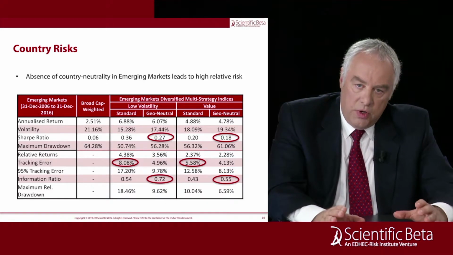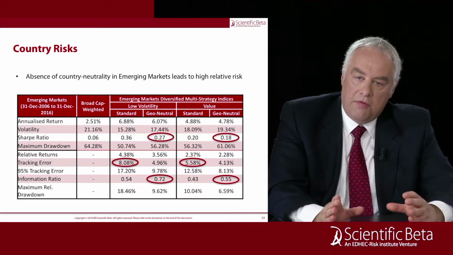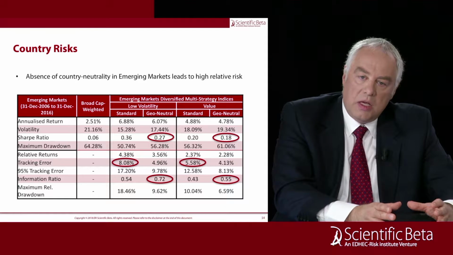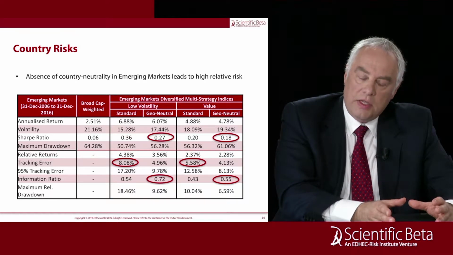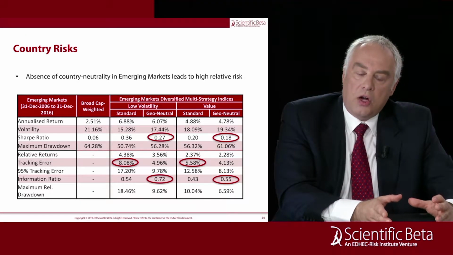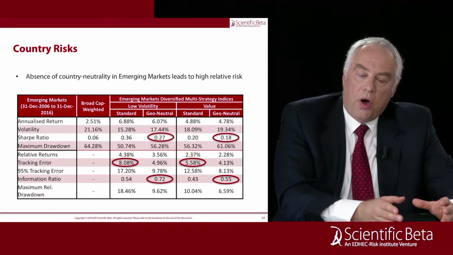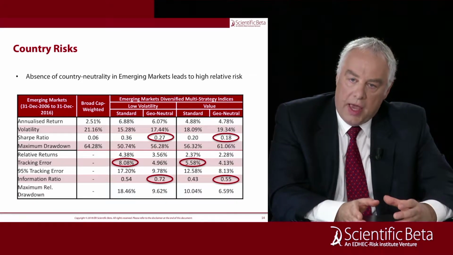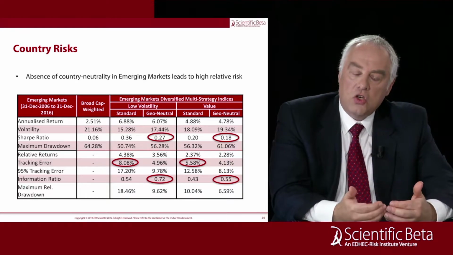It constrains the strategy and therefore also leads to a reduction in terms of the Sharpe ratio. So in terms of country risk, what we look at here is a low volatility and a value strategy. Here we have region neutrality in our standard product, but we don't have country neutrality. As we can see here, the standard index that doesn't impose country neutrality tends to have quite a high tracking error. So by imposing country neutrality, you can see you reduce your tracking error, and the reduction in tracking error leads to higher information ratios.